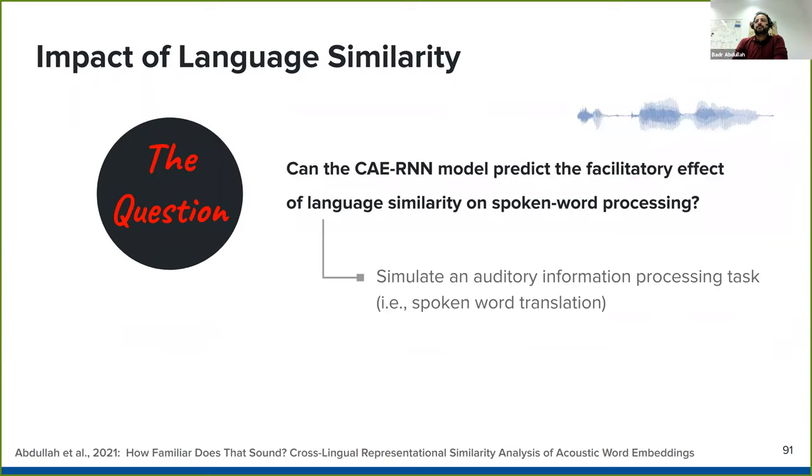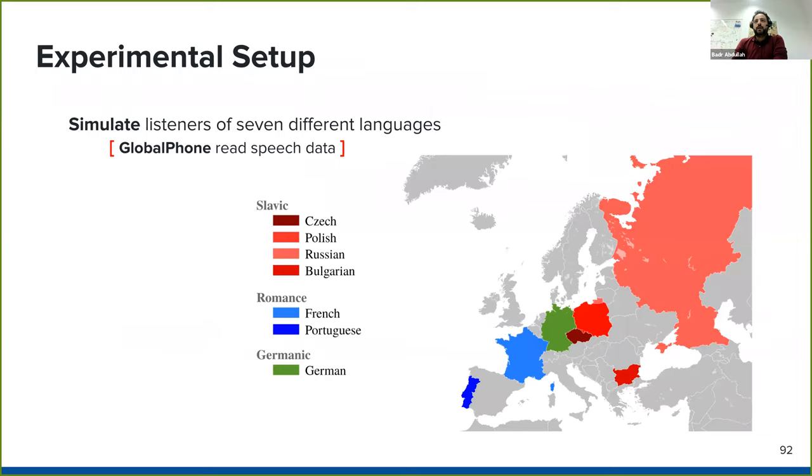So now the task becomes, okay, if we simulate an auditory information processing task, can we predict the West Slavic advantage when processing other West Slavic words? And here we simulate listeners of 7 different languages, and we use the GlobalPhone read speech data. So this data set is cross-linguistically kind of comparable in terms of domain. And we also sample 42 speakers for each language. And we have around 32,000 acoustic segments that correspond to words for each language.